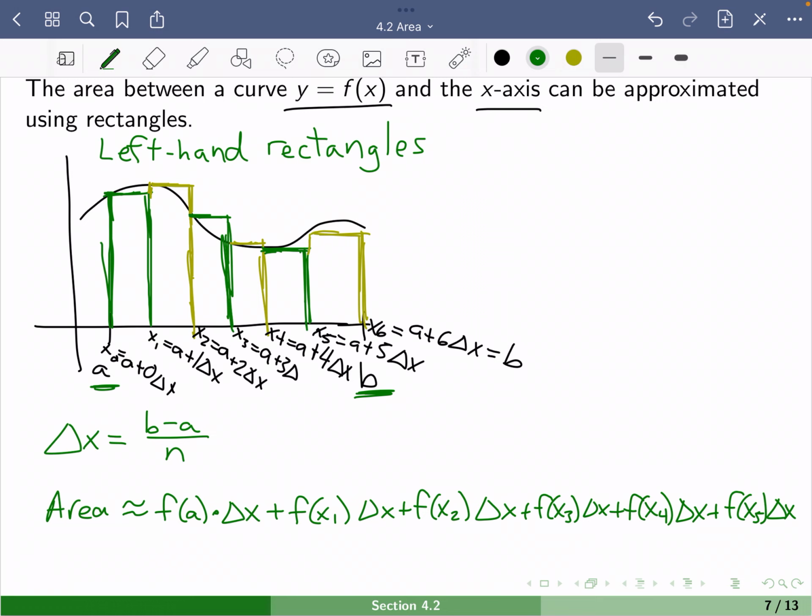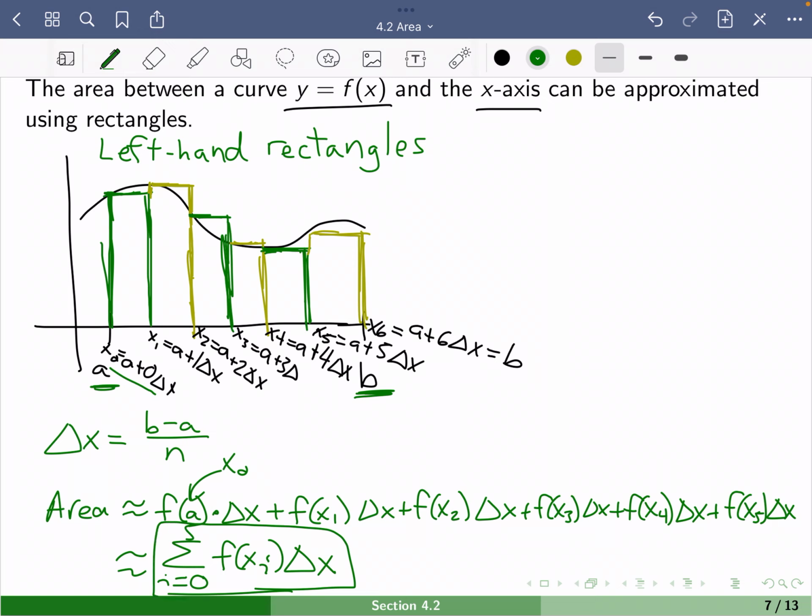Another way that we could write this is to use the summation notation that we looked at in our previous videos. We can say this is a sum from i equals 0 to 5 of f of x sub i times delta x. Remember that x naught is just the value a, so that a we could replace with x sub 0. And so this summation would give us an approximation for the area.